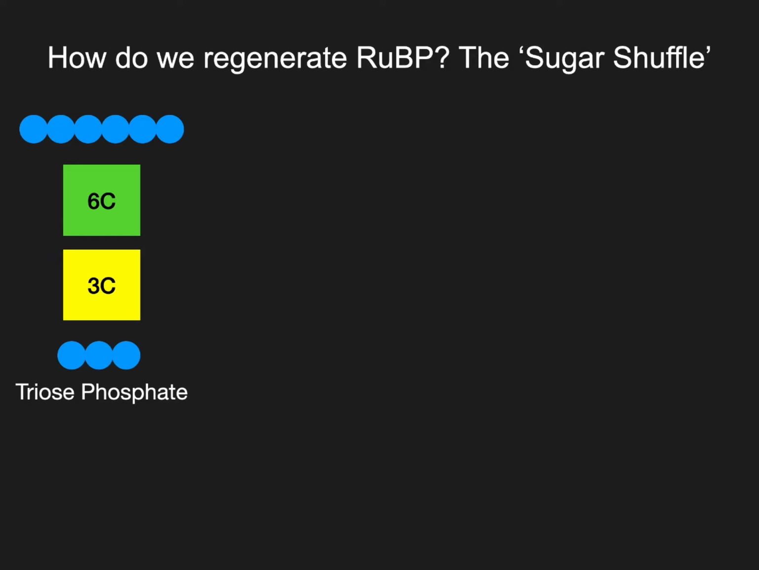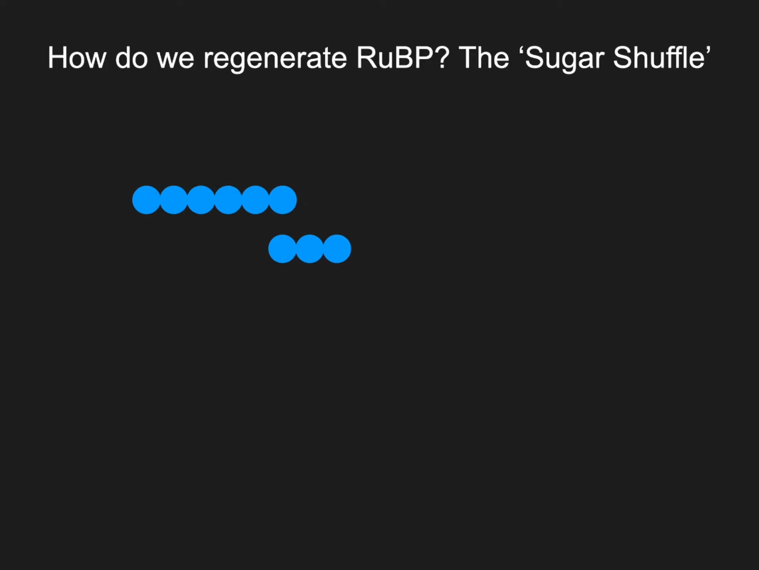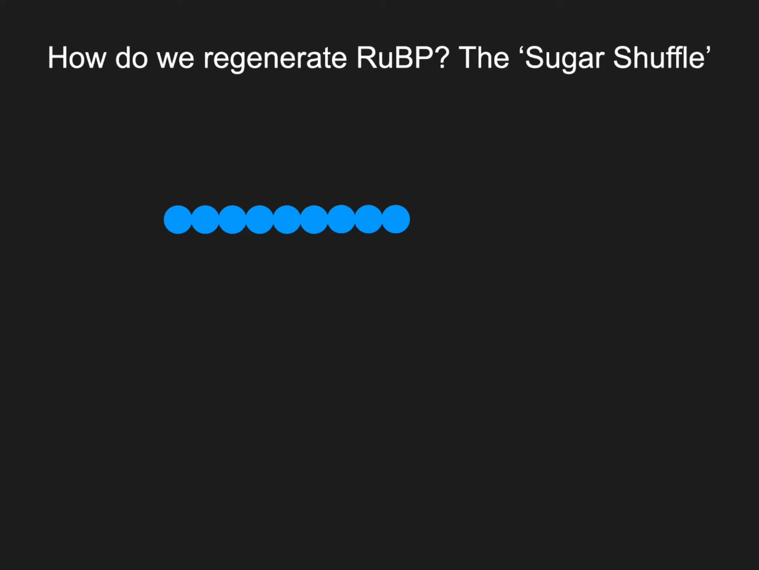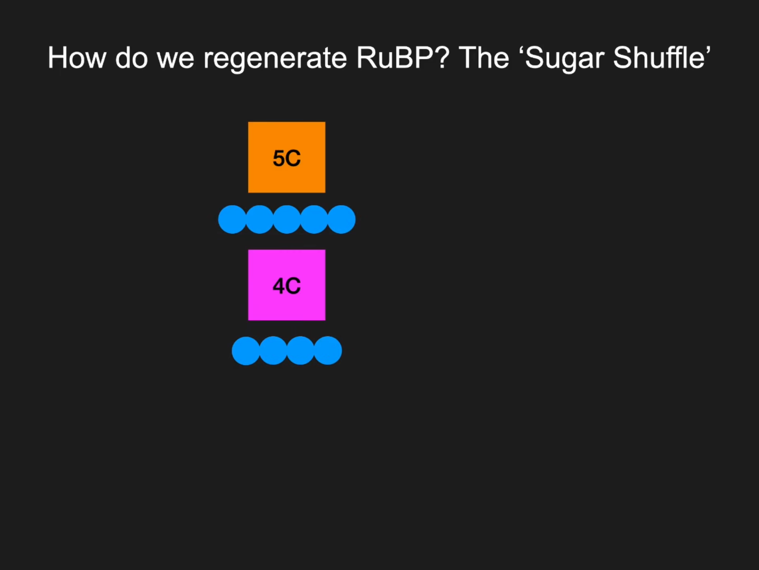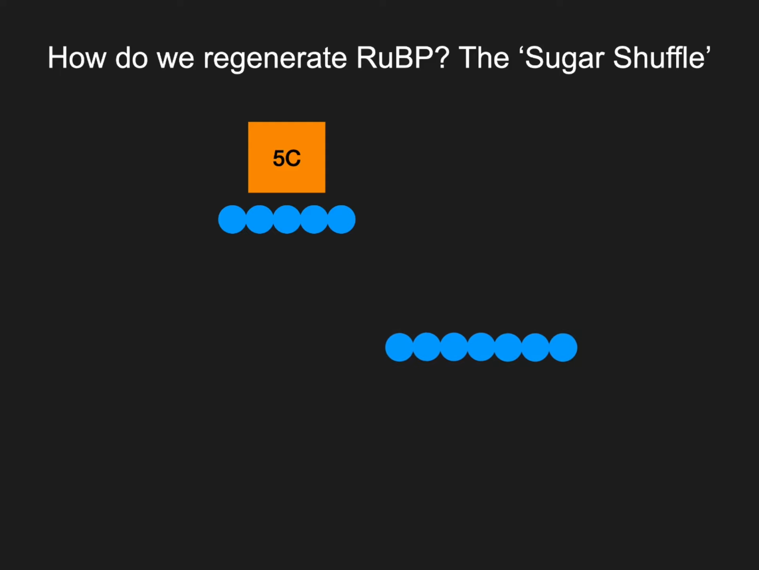The 6-carbon and 3-carbon then join together to form a 9-carbon. This subsequently splits into a 5-carbon and 4-carbon molecule. An additional 3-carbon molecule is then used. The 4-carbon and the 3-carbon join together to make a 7-carbon molecule.